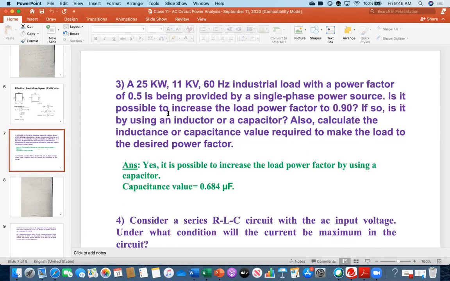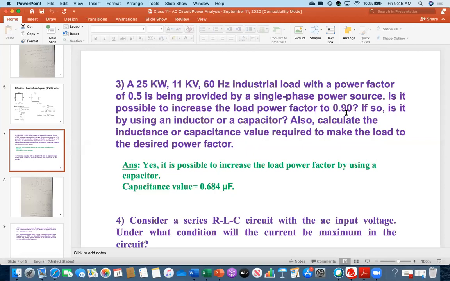I mean, power factor is fairly low, 0.5. I want to increase the power factor. Therefore, if so, is it by using an inductor or a capacitor? Also calculate the inductance or capacitance value required to make the load reach the desired power factor. So everybody first try to understand the meaning of the question. The power factor value is 0.5. But I am saying, okay, is it possible to increase it to 0.9?